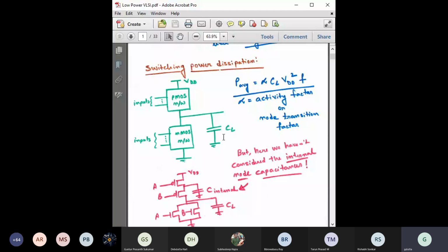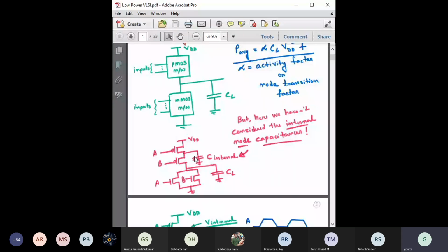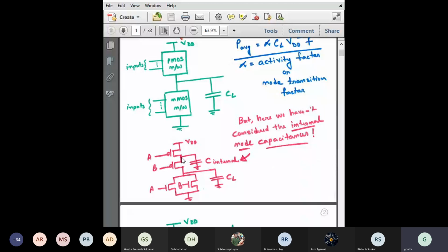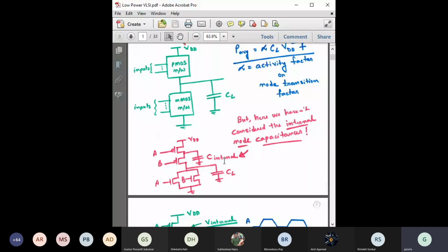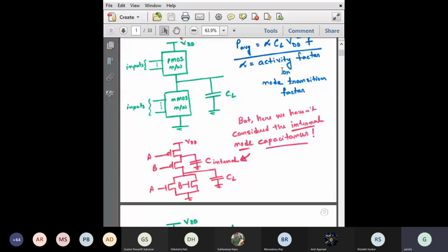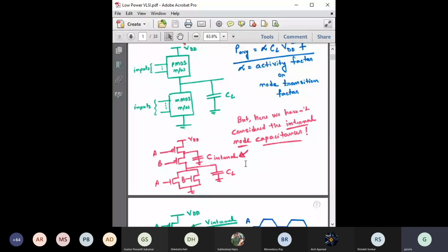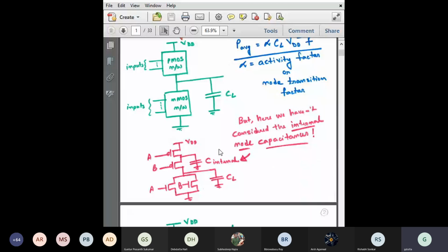But we also know there are some capacitances at the internal nodes. For example, here you can see this is the C internal, right? So we have only considered the effect of CL, but not C internal. But for accurate calculation of this power dissipation, we should also take care of C internal. Particularly, C internal, you will see, plays a major role in some cases.